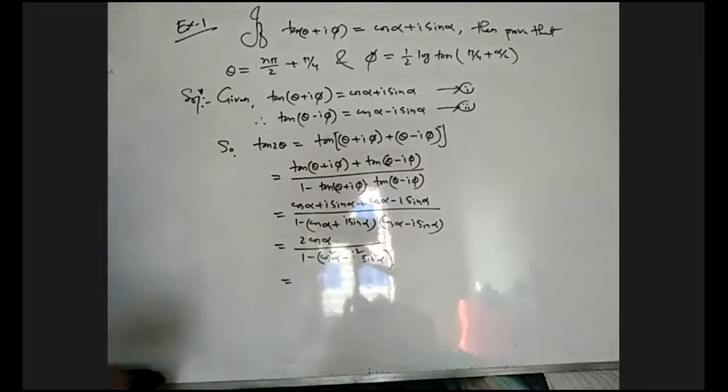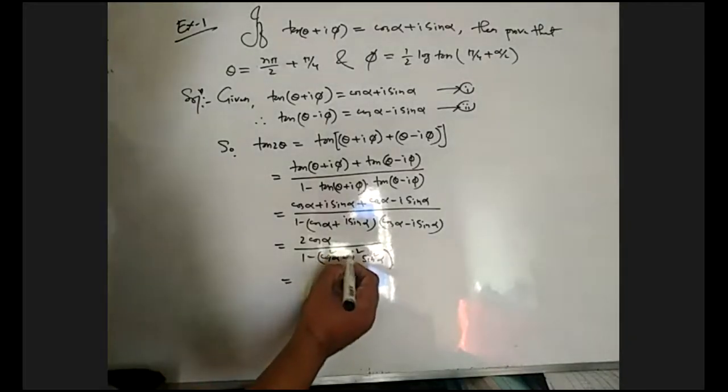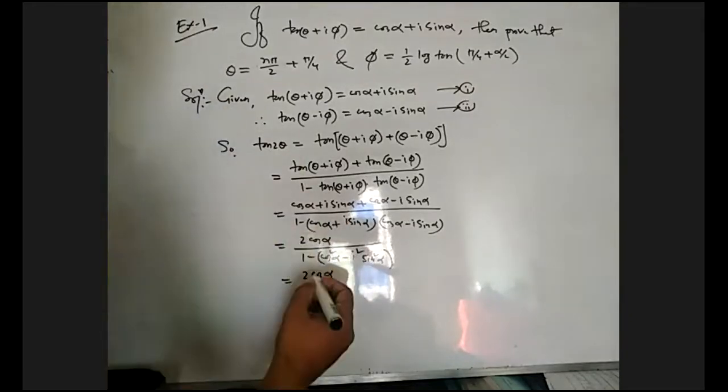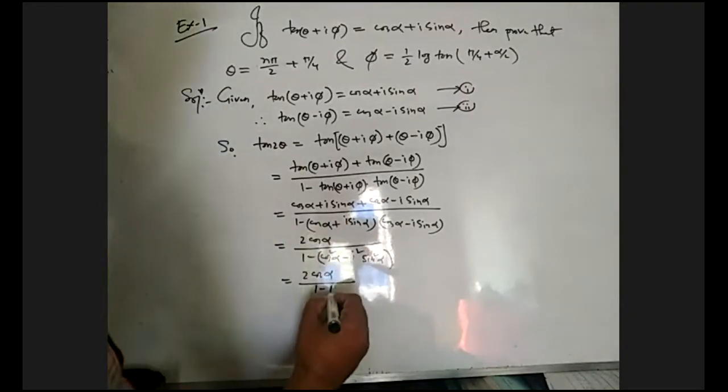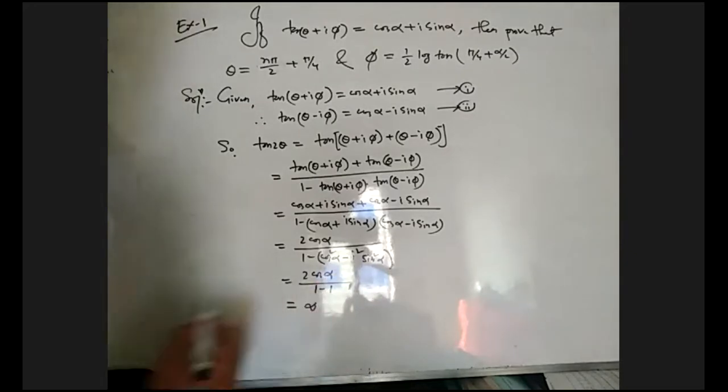But i square equals what? Minus 1. So minus will be plus. So sin square alpha plus cos square alpha will be 1. Sin square alpha plus cos square alpha equals 1. That means 1 minus 1 is 0. So something by 0, this is the infinity, right? Yes, sir.